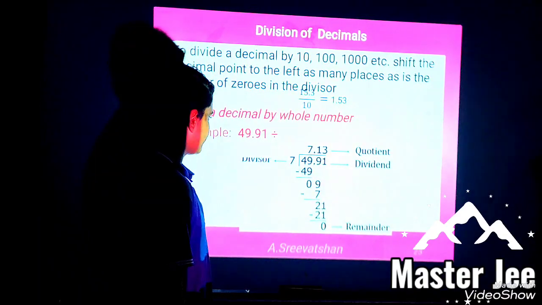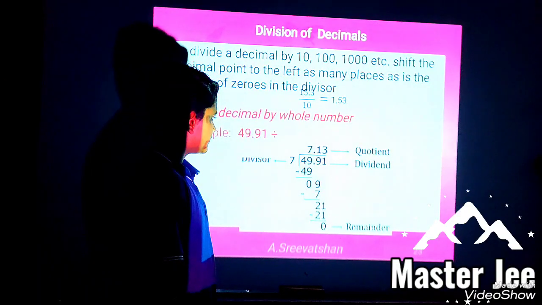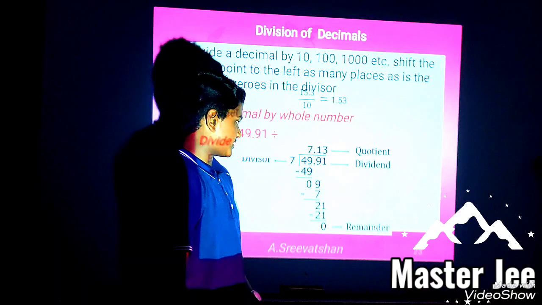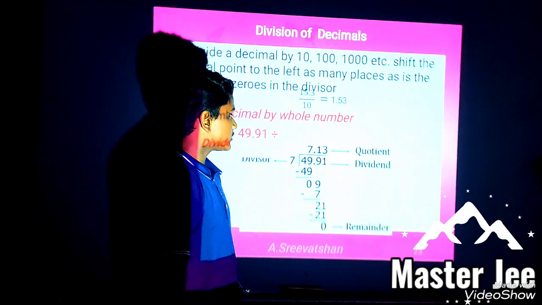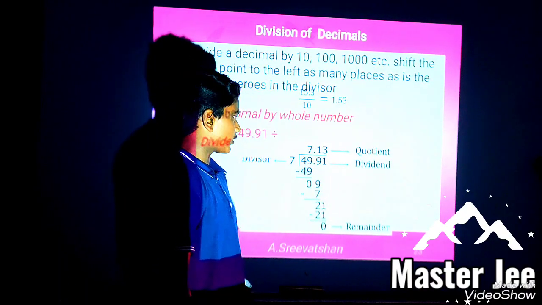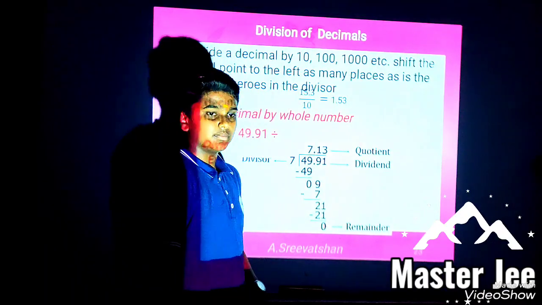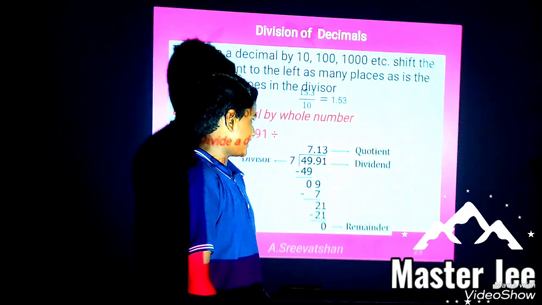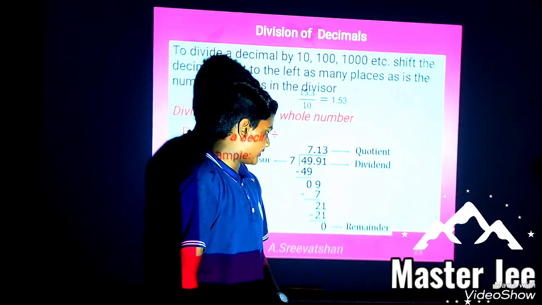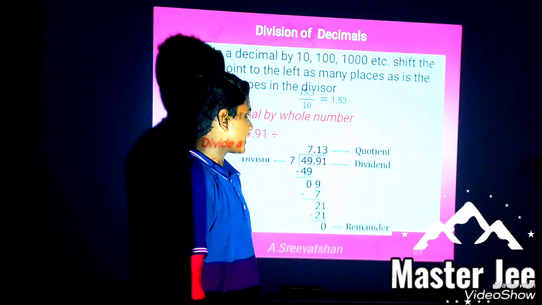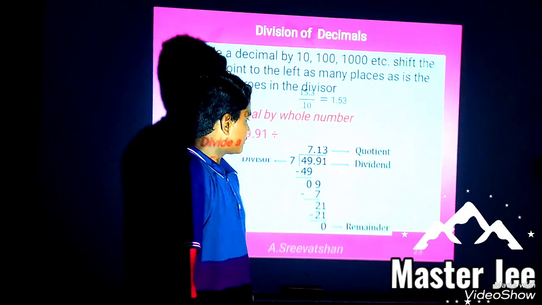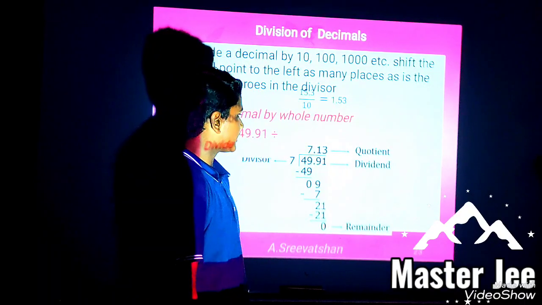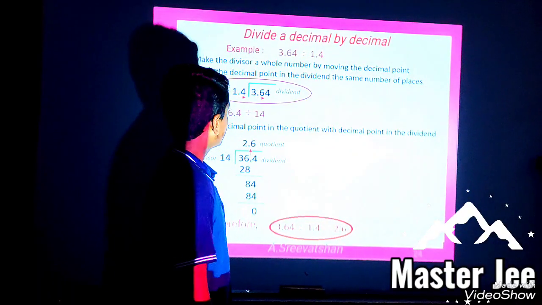49.91 divided by 7. Here, 7 into 7 gives you 49. Now proceed with subtraction. The remainder is 0. So take the decimal point to the quotient and bring down the number which is present after the decimal point. 7 into 1 gives you 7. The remainder is 2. Now take the number from the top. 7 into 3 gives you 21. The remainder is 0. Here the quotient is 7.30.